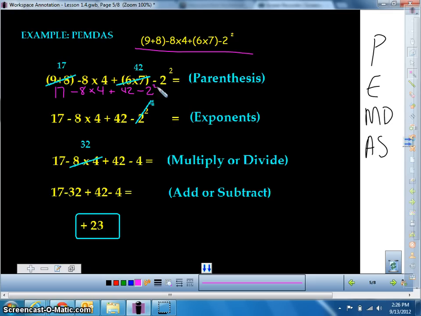So now, our next, we don't have any parentheses left, so I can move on down to exponents. Do I have an exponent here? Yeah, I do. I'm going to take this, my 2 squared, and I'm going to replace it with the 4. So once I've done that, again, I've got 17 minus 8 times 4 plus 42 minus 4.